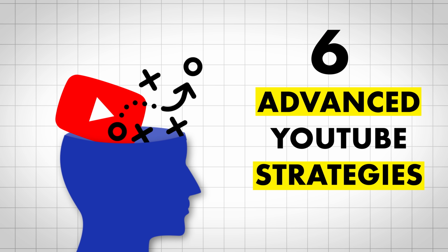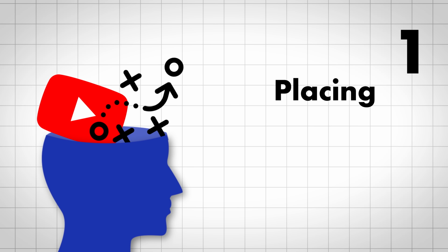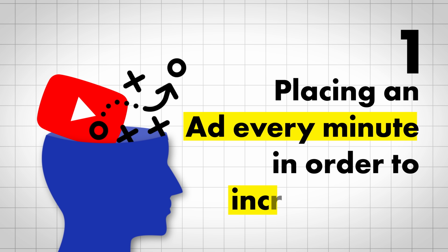Today we're going to look at 6 advanced YouTube strategies to grow your channel. And yes, these also apply to channels who already have millions of subscribers. Number 1. Placing an ad every minute in order to increase RPM.